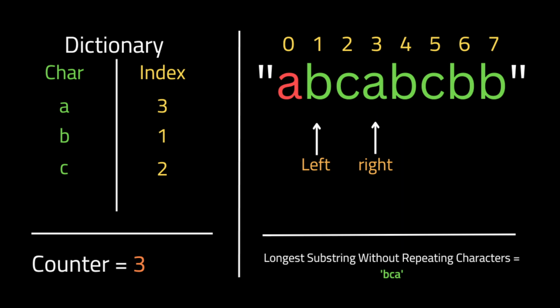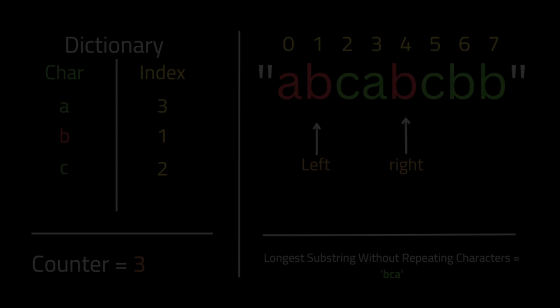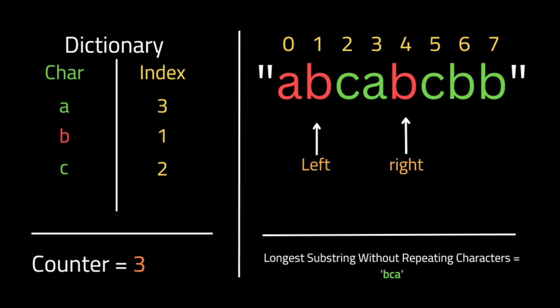So then we update the character's value in the dictionary to be the right position index from the most recent time we saw it, which in this case is 3, and we update the counter to be the maximum difference between the length of the old window and the current window. And finally, we move the right pointer 1 position to the right.